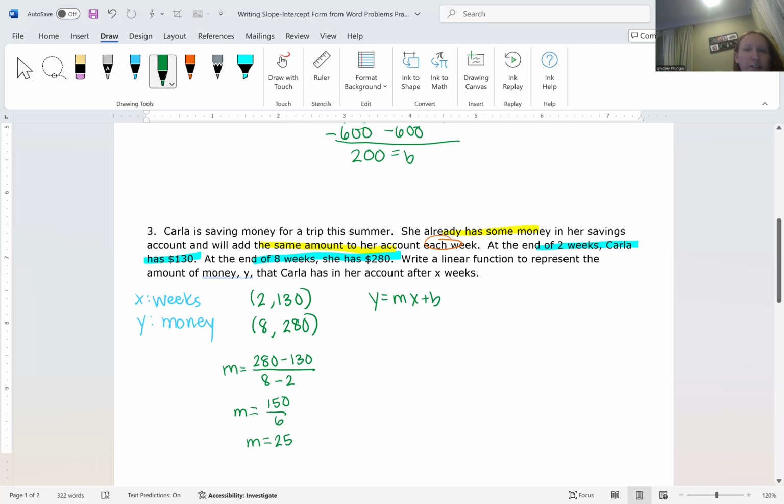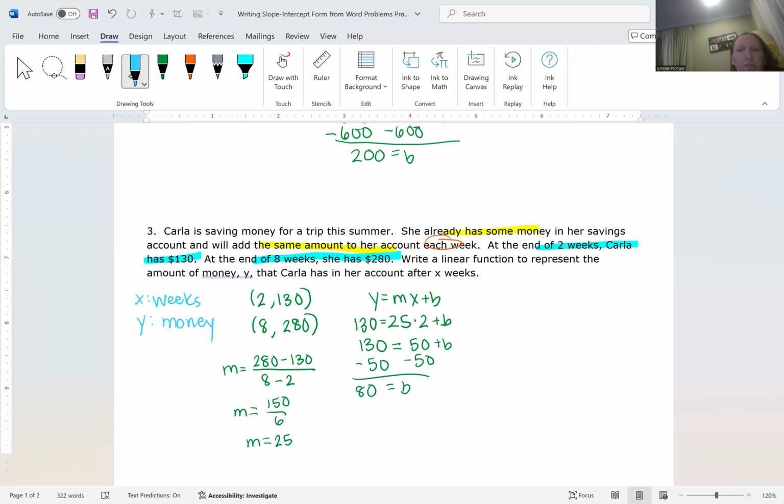We just calculated that the m was 25. It does not matter which ordered pair we plug in. I'm going to use the smaller numbers. So y is 130, x is 2. We get 130 equals 50 plus b. We subtract 50, and b is 80. So b was how much money she's starting with in her account. So our final equation for number 3 is y equals saving $25 each week plus the $80 she already had in there.